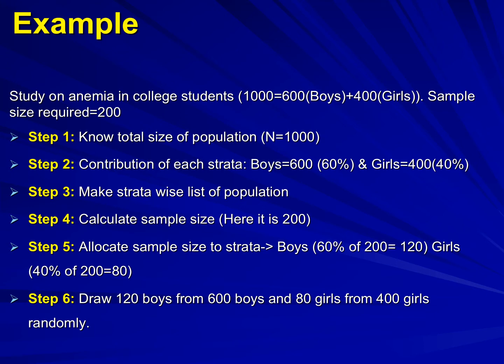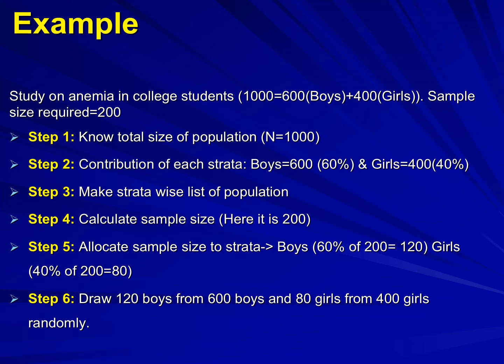So let's start. The first step, to select these 200 students from all 1000 college students, is to know the total size of the population. Here it is 1000. Second step, we have to get basic knowledge about the percentage of each stratum in the population. Here boys are 600 and girls are 400 in a total population of 1000. So 60% are boys and 40% are girls. So we have a clear idea of the percentage of the strata.